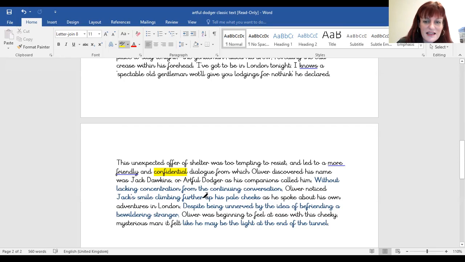The other thing is he talks about Jack's smile climbing further up his pale cheeks. Dodger clearly loves his life in London and what he gets up to, of which more in chapter 4, which we're going to read on Monday. And he's definitely this positive, cheerful person, which makes it easily believable that Oliver agrees to go off with him, despite not knowing him or knowing anything about him.